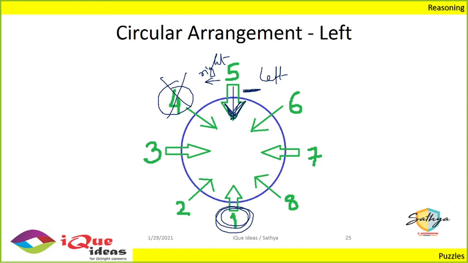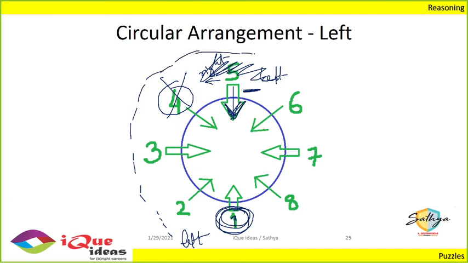Confusing, right? That's why what you should do is always place the first person at the bottom. And you know that for him, this is definitely the left, no confusion. So once you have placed the first person and you have marked the left, simply draw a circle with a pointing arrow, and for every person's left you will follow this arrow. So there will be no confusion. Now if you take a look at it, for 5 the arrow for left is this side, that means 6 is to the left of 5.